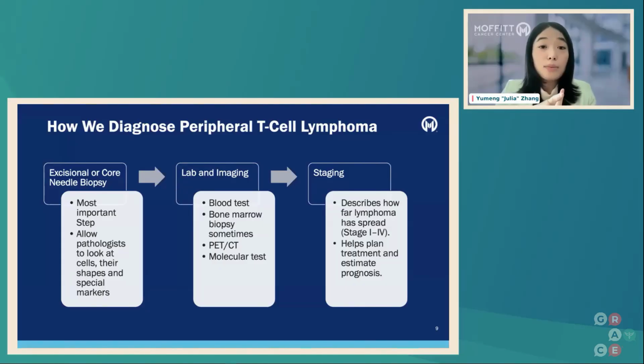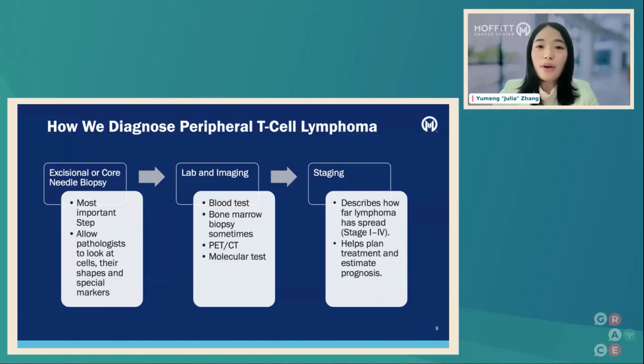That allows our expert hematopathologist to look at the cells, to look at their shapes, and add those special genomic markers or immunostain markers, protein markers, that we need to further the diagnosis. The second part, after we make the right diagnosis, is to see the extent of the lymphoma. So we do a bone marrow biopsy sometimes, and then we always do a PET scan, not a CT scan, to see the extent of the disease. And then we try to perform molecular tests to look at what mutations are there. And lastly, once we get all that information, we will stage the patient.